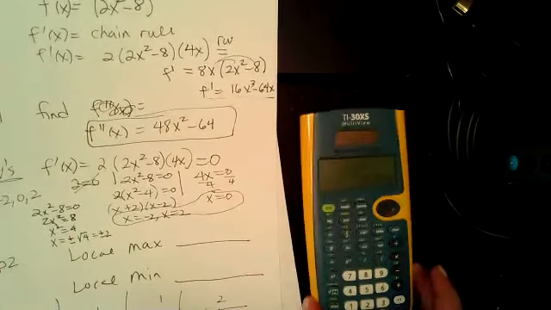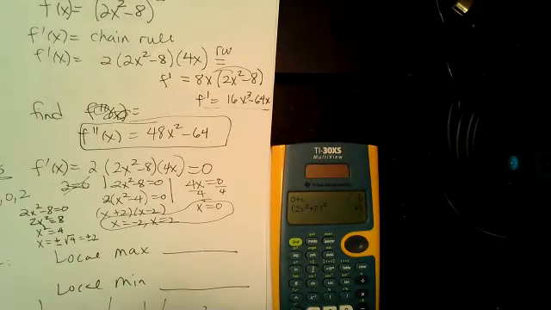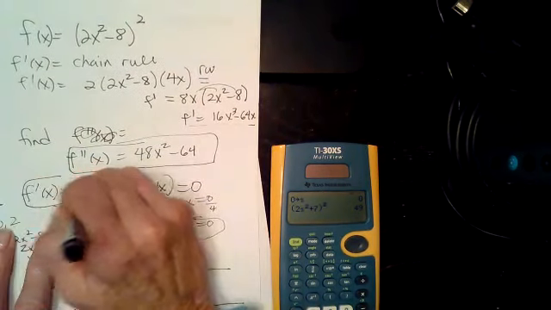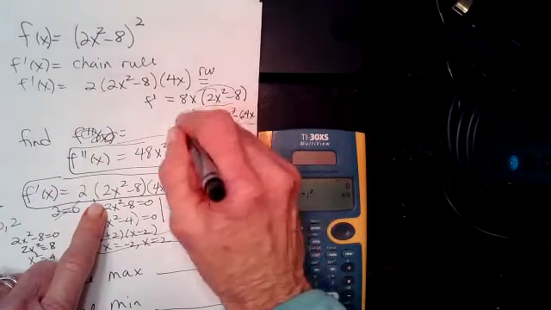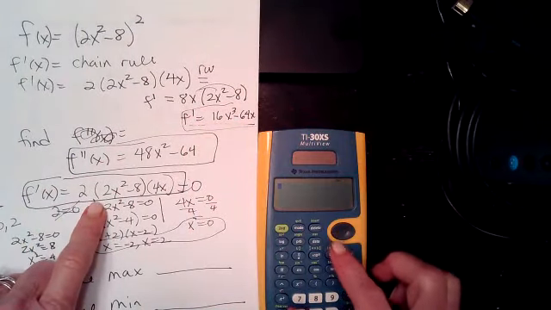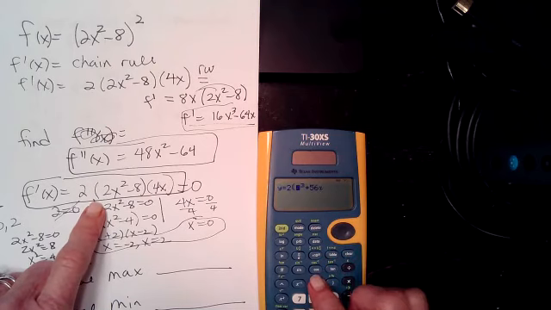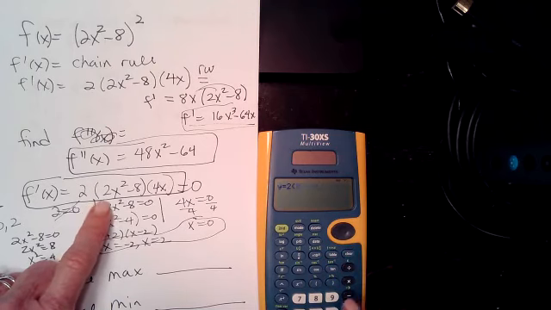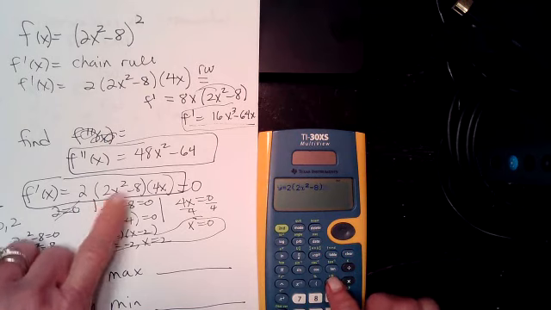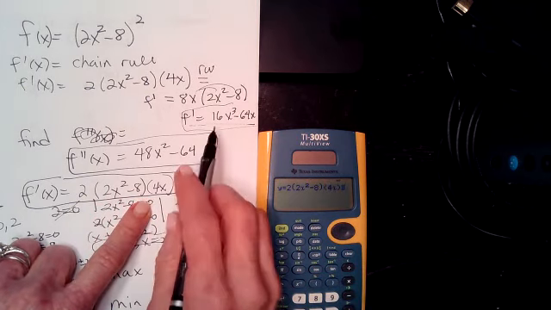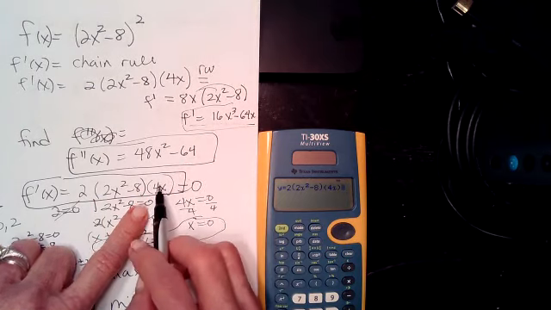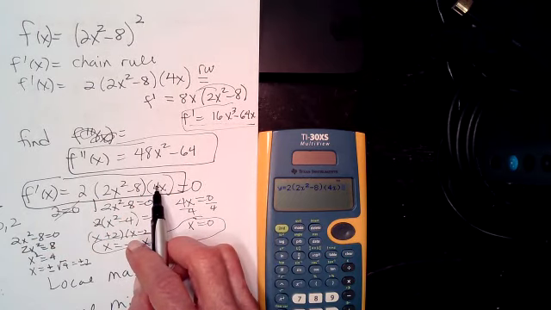And since I've got so much to plug in, I'm going to plug into my first derivative. Here it is. I'm plugging into my first derivative. And I can use that, or I can use 16x cubed minus 64x. This time we'll just use this one. 2 times 2x squared minus 8 times 4x. So as long as you're using the derivative, you can't mess up, whether you use the 16x cubed minus 64 or this one, doesn't matter.